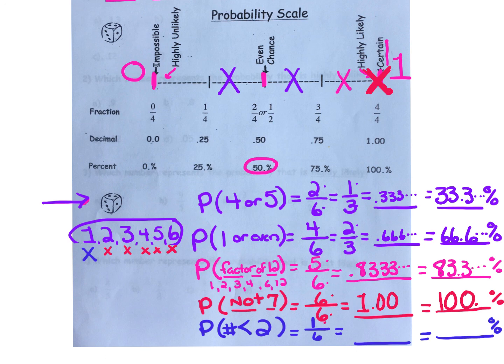And lastly, 1/6, which has our weakest chance of all. 1 divided by 6 gives you 0.1666 repeating. And when you convert that to a percentage, you get a little over 16%, which puts us about here on the probability scale. This concludes the challenge for page 2.